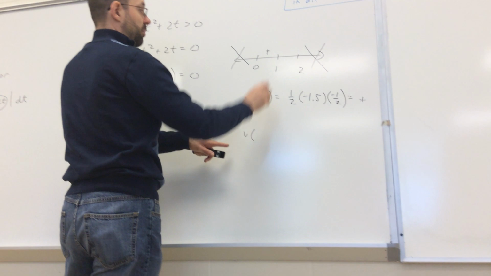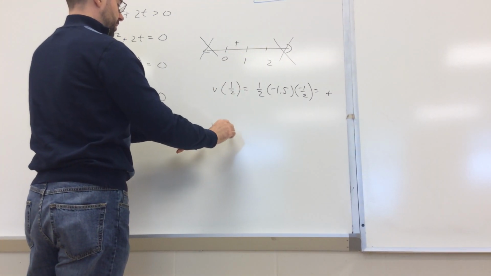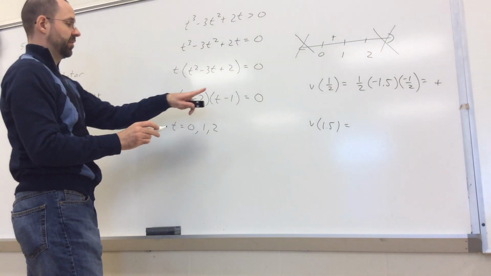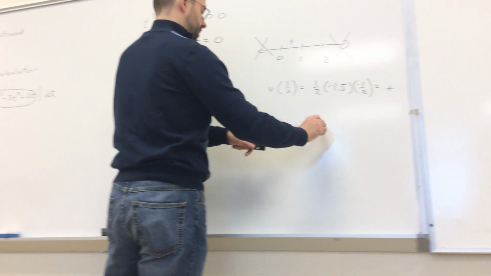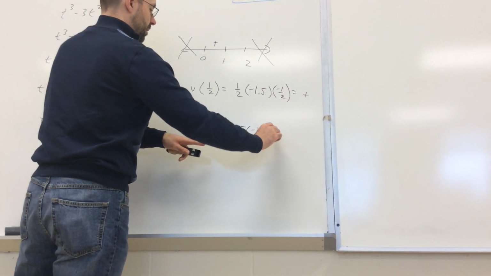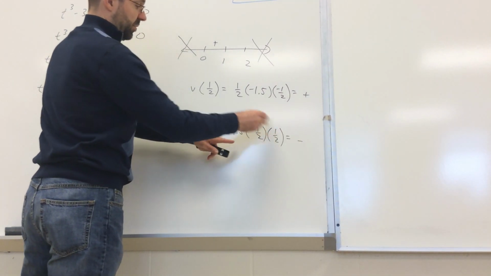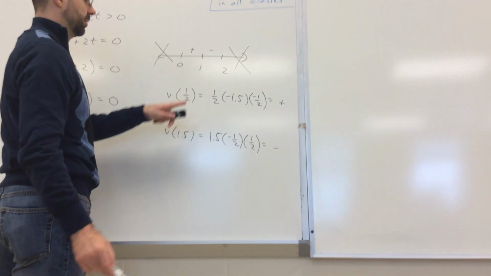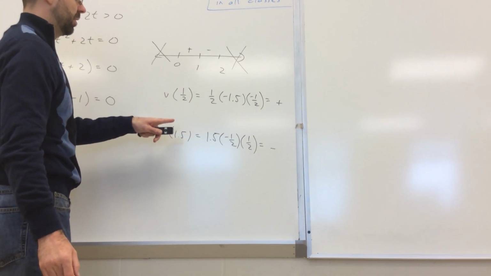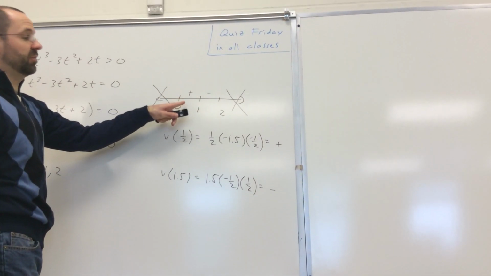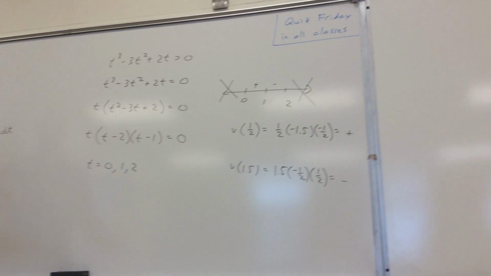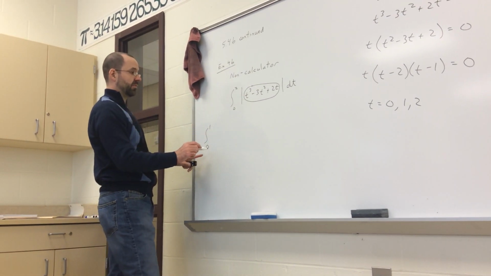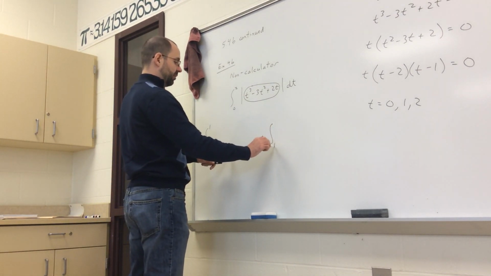On the other hand, pick a representative between 1 and 2. That would be 1.5. That would be 1.5 times negative 1/2 times positive 1/2, which of course comes out to a negative number. So that means the velocity is negative between 1 and 2. Okay, so since the velocity is positive between 0 and 1, when we're doing our integral over here, we can split this up into two integrals.